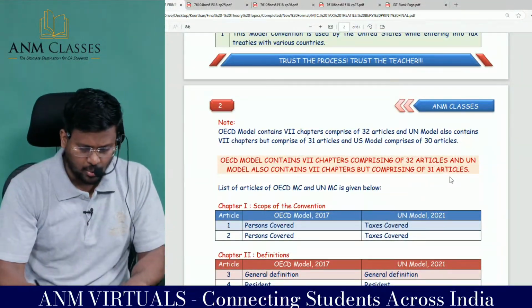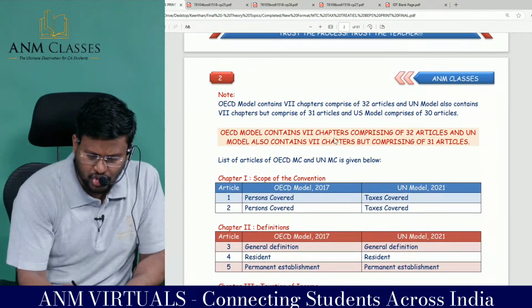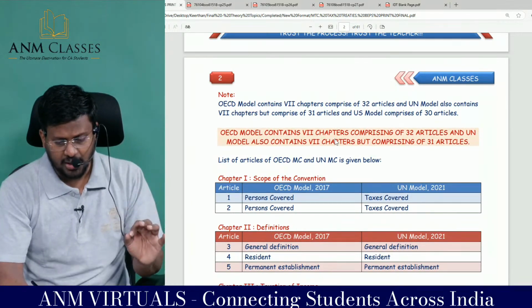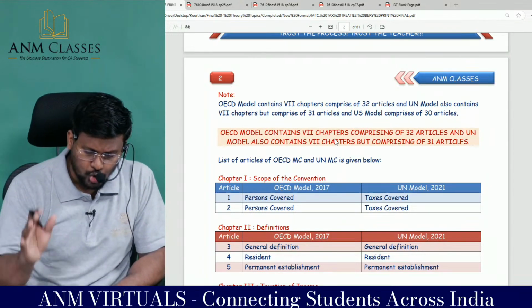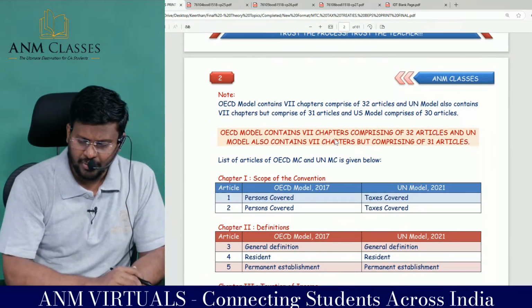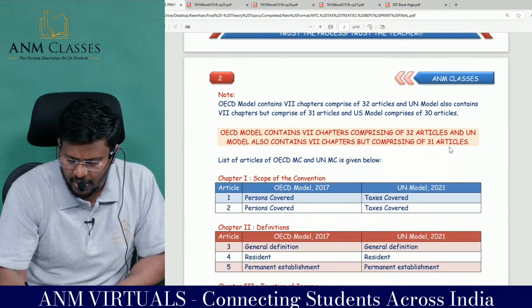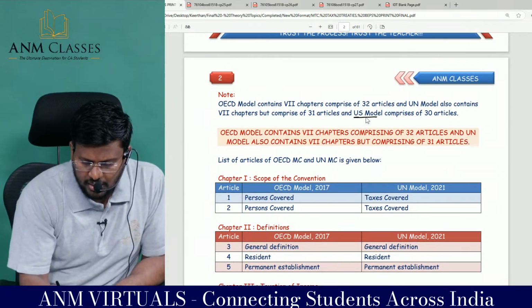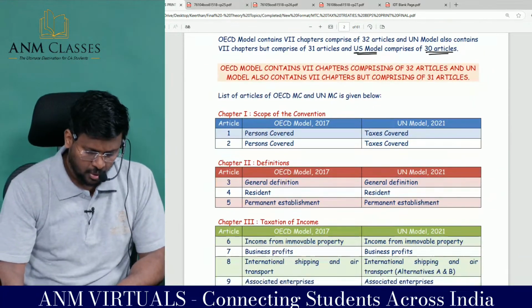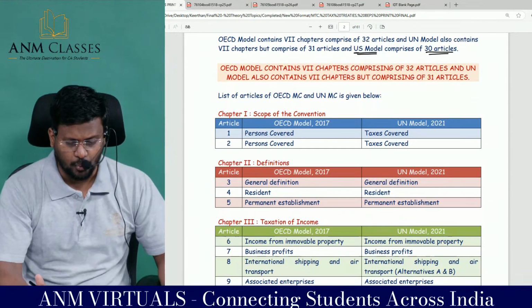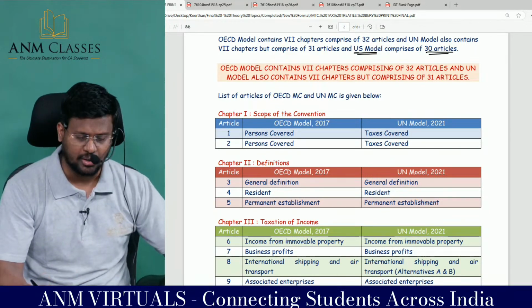We all know that the OECD model contains how many chapters? 7 chapters, comprising of how many articles? And the UN model also contains how many chapters? But comprising of only the same number of articles. And the US model comprises of 30 articles. Okay, these are the list of articles of the OECD model and UN model convention.